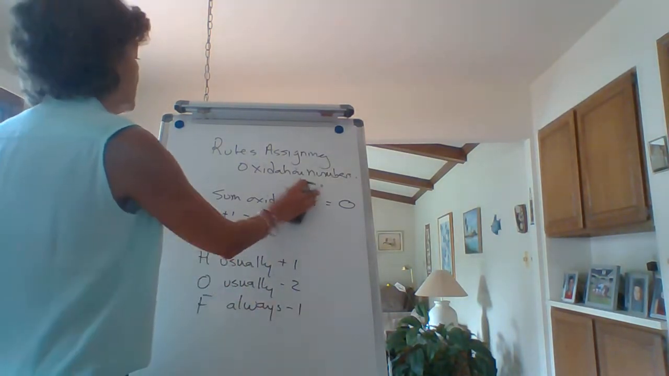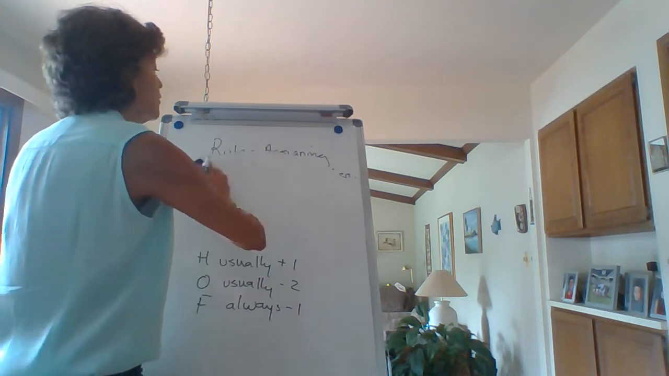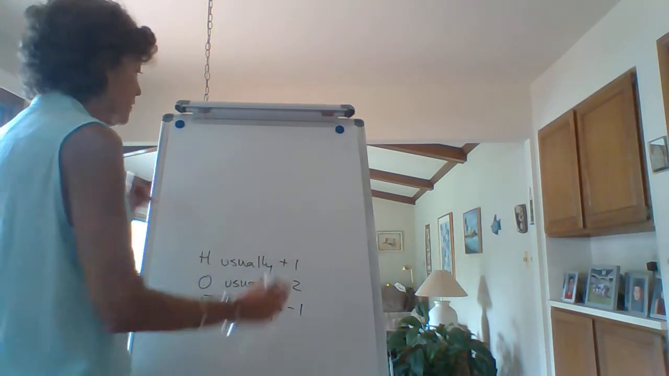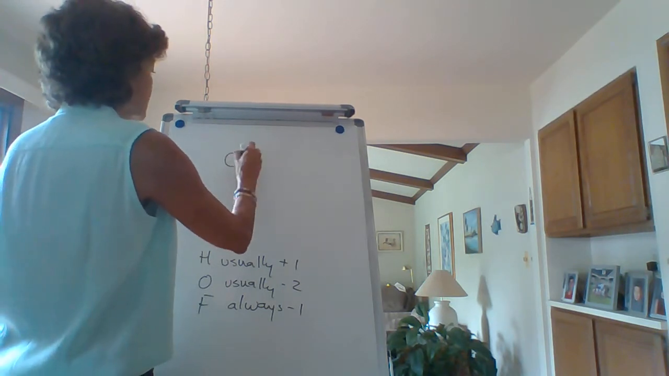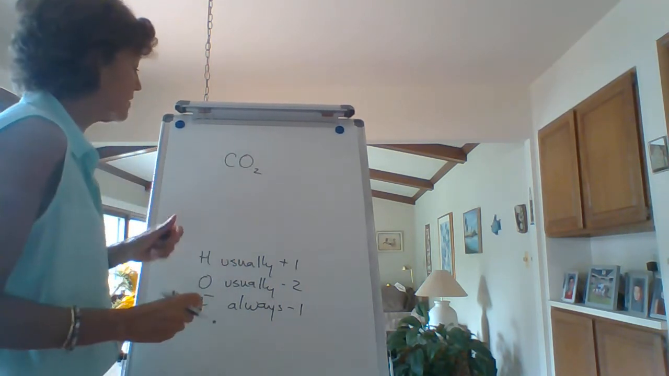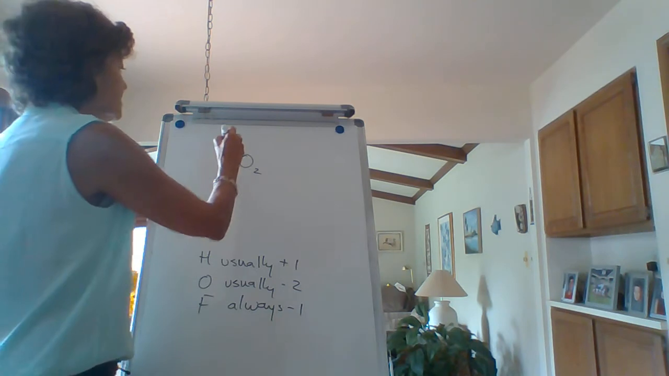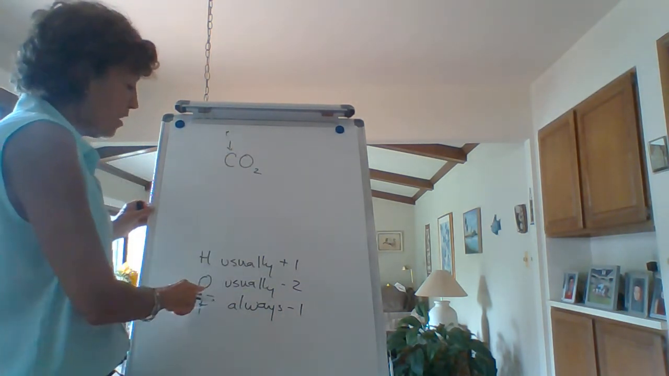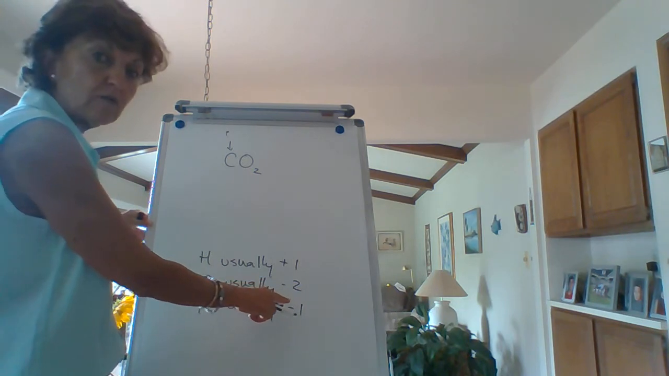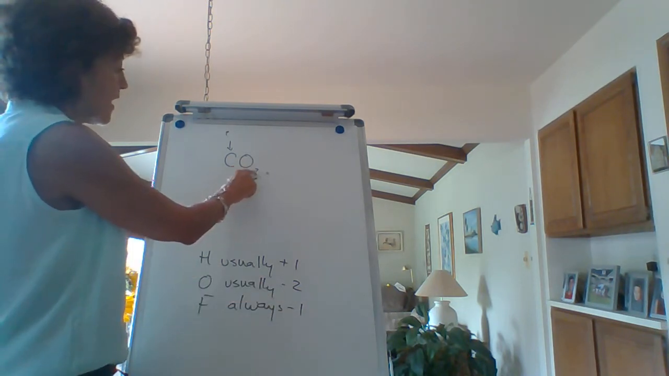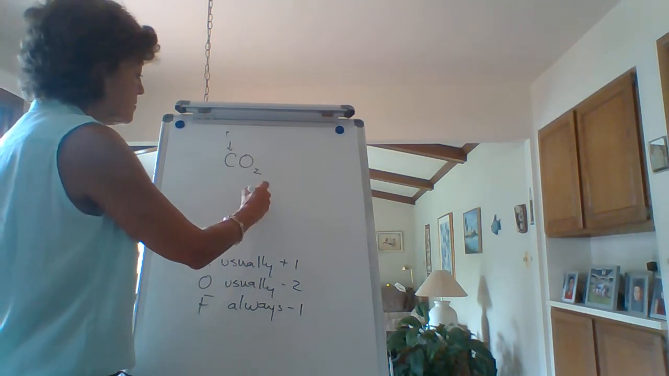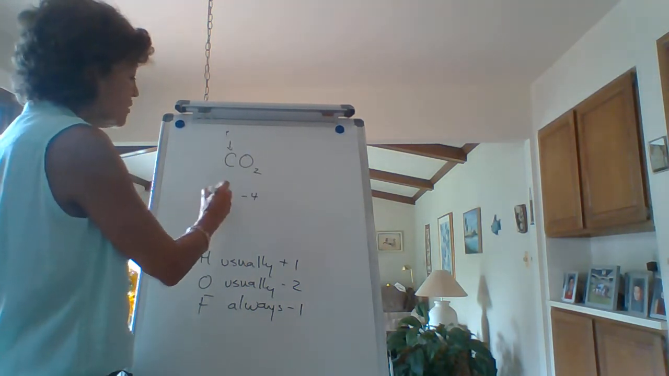All right, so let's see what I'm talking about. You know that the sum has to equal 0 and that this thing is important too. So let's say I have something like this, carbon dioxide. What would the oxidation number of the carbon be? Well, according to this rule, oxygen is usually -2. So I have 2 of them. -2 times 2 is -4. The carbon, I don't know what it is.